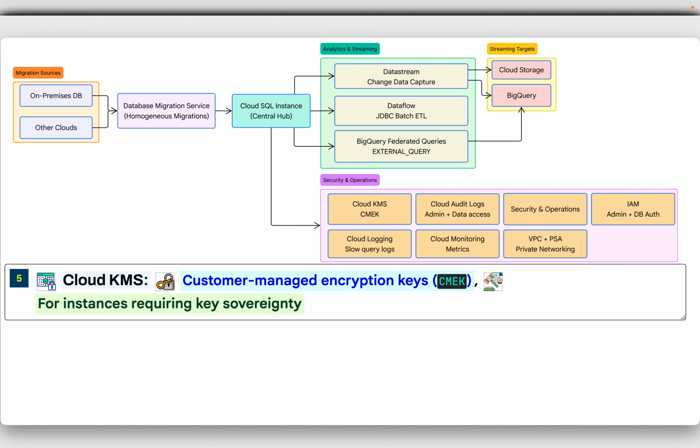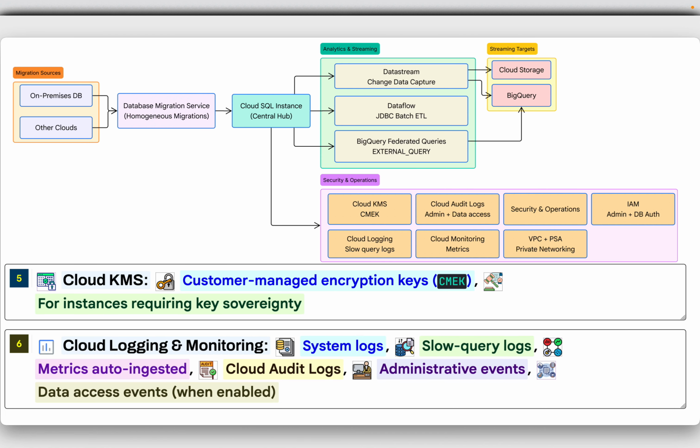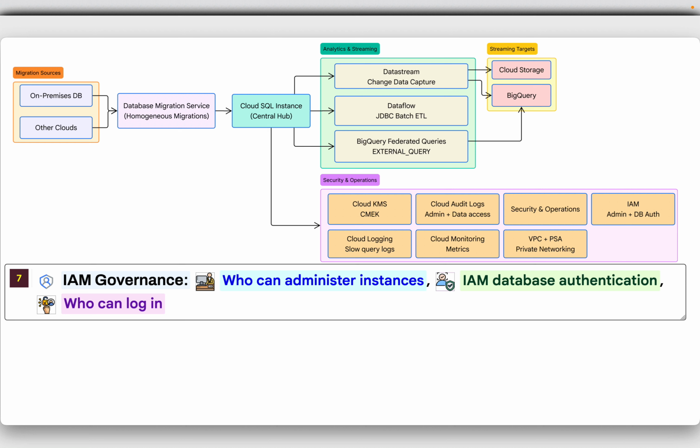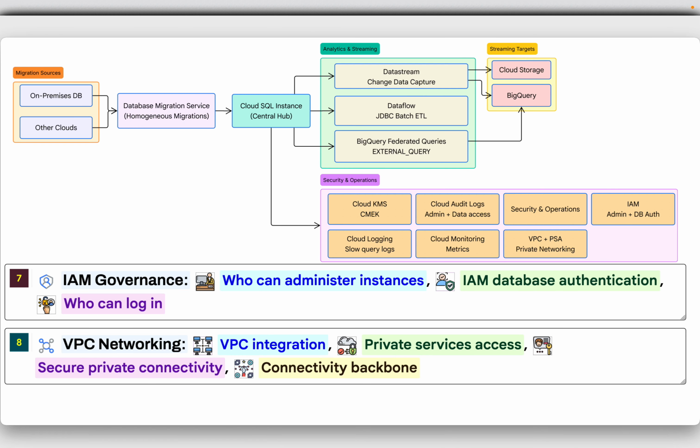Cloud Key Management Service provides customer managed encryption keys (CMEK) for instances that require key sovereignty. Cloud Logging and Cloud Monitoring automatically receive Cloud SQL system logs, slow query logs, and metrics. And Cloud Audit Logs record administrative and, when enabled, data access events also. Identity and Access Management governs who can administer instances and, through IAM database authentication, who can log in. Networking integration with VPC and private services access provides the secure private connectivity backbone.